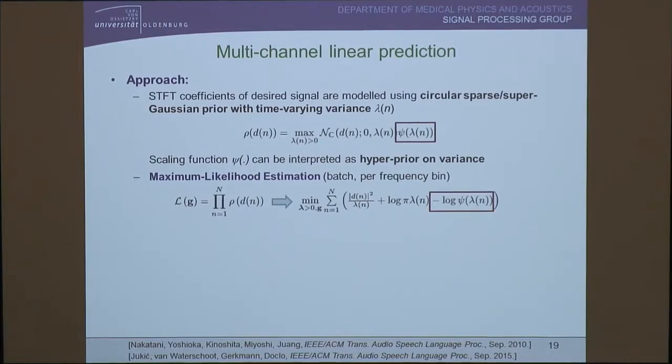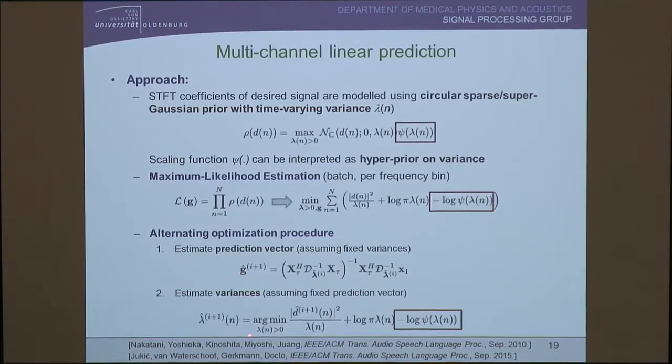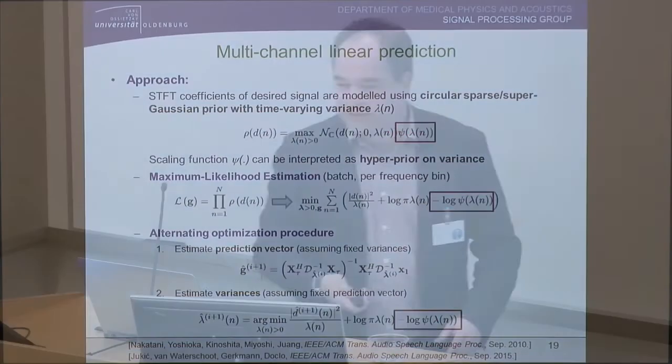Without further ado, that's where you can just read the paper. It can be shown this can be solved by an alternating optimization problem again, where in one step these variances are assumed to be fixed and you estimate these prediction filters, and in the next step you assume this prediction filter is fixed and you estimate the variances. There is still this, I wouldn't say nasty, but still a nasty function here, this hyperprior, and there you can take in different approaches.